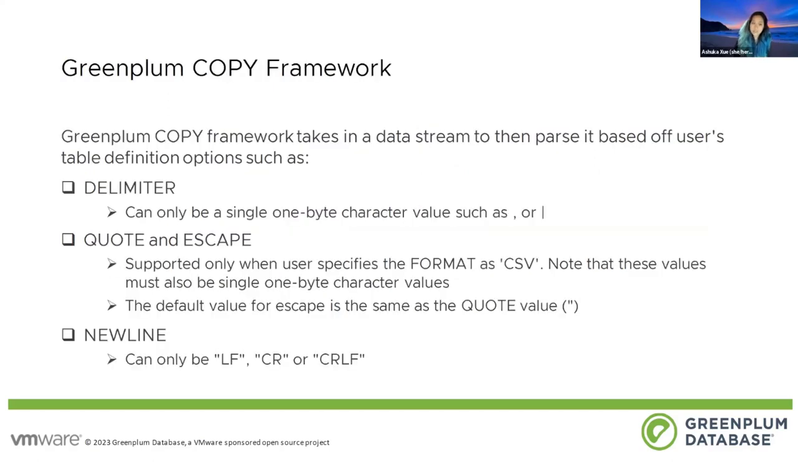So what exactly is the Greenplum copy framework? The Greenplum copy framework takes in a data stream and then parses it based off the table definition options provided by the user. These options include delimiter, quote, and escape, which can only be single 1-byte character values, such as comma, pipe, or quote. The fourth option that we'll look at today is newline, and this can only be line feed, carriage return, or carriage return line feed.